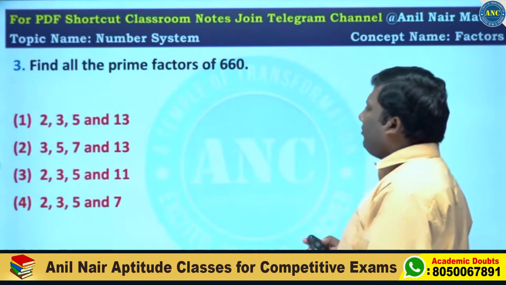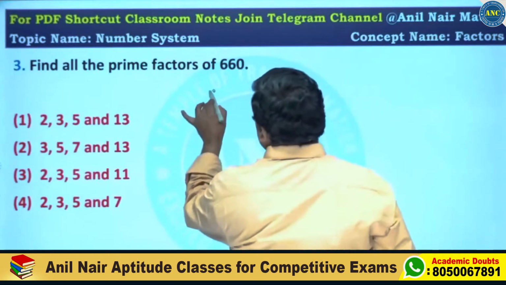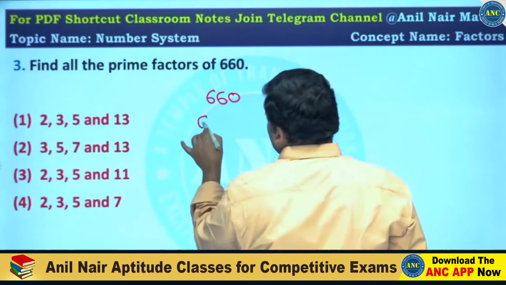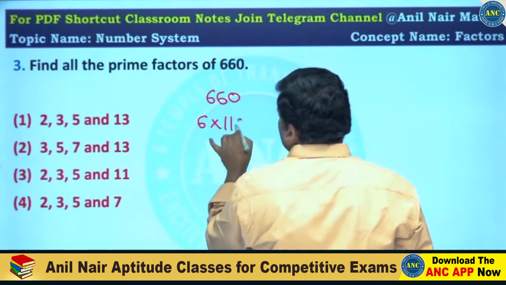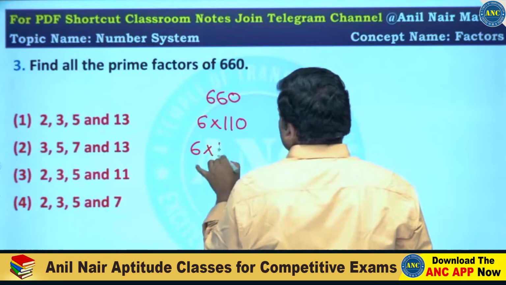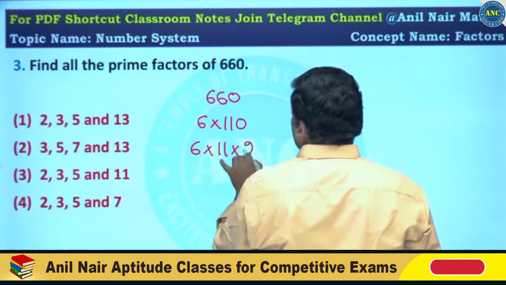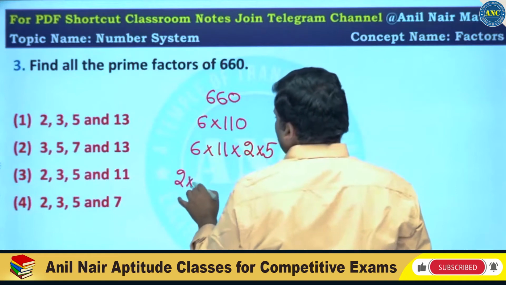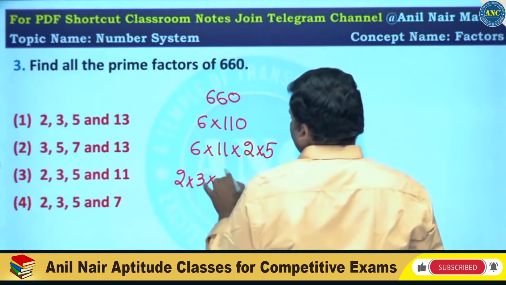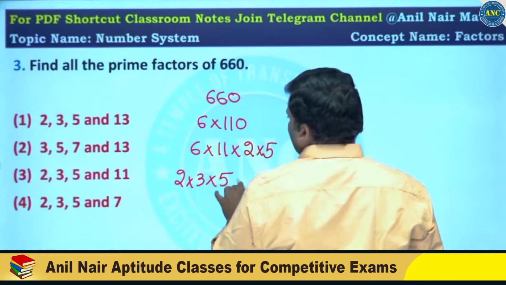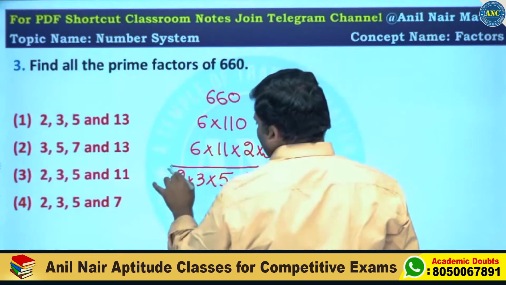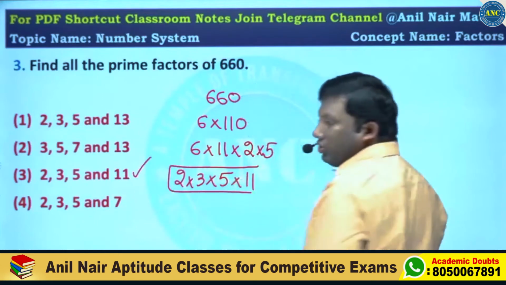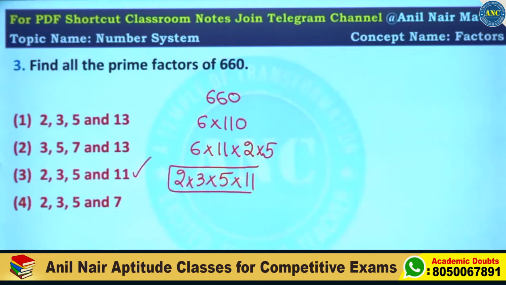Find all the prime factors of 660. 660 is a composite number. 6 into 110, 6 into 11 into 10. 10 is 2 into 5. So here it is 2 into 3 into 5 into 11. What are all the prime factors of this number? 2, 3, 5 and 11.